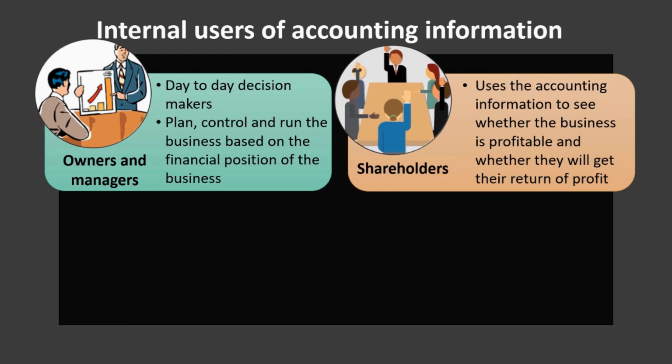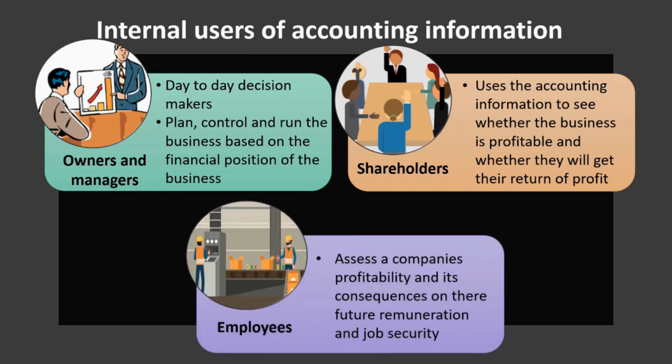Next are shareholders. There are certain businesses where people invest money in a business and they are known as shareholders. They will be given a dividend, which is the part of the profit that they earn according to the amount that they have invested. So they also use the accounting information to see whether the business is profitable and whether they will get their return of profit as dividend.